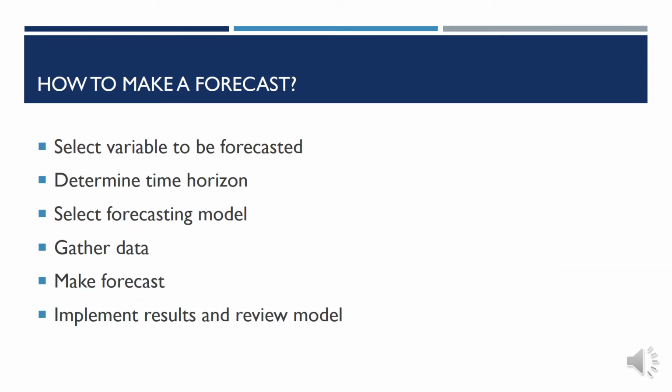Next, let's see how to make a forecast. First of all, select a variable to be forecasted. Suppose you're going to select a sales forecast, you have to keep in mind that your sales forecast is an estimate of the number of goods and services you can sell over a period of time. Then you have to determine the time horizon, whether it is short term, medium term, or long term forecasting. Then you have to select the forecasting model, and then you have to gather the data regarding the forecasting model, and then you make the forecast, and finally you implement the results and review the model.